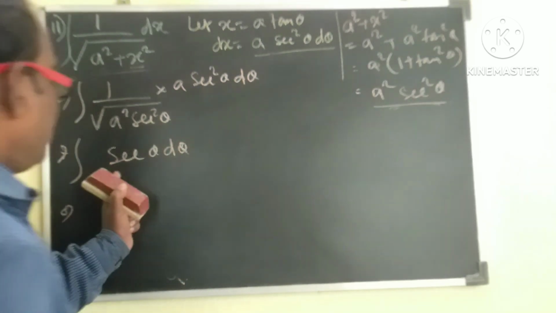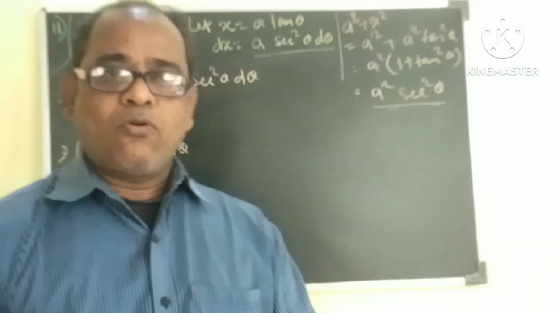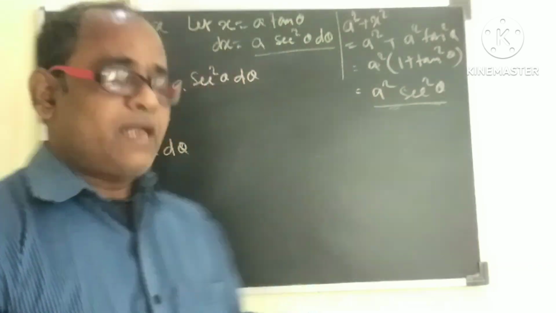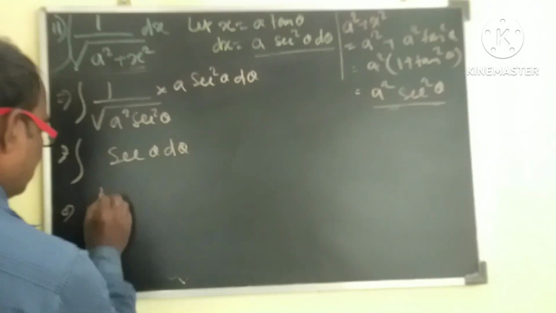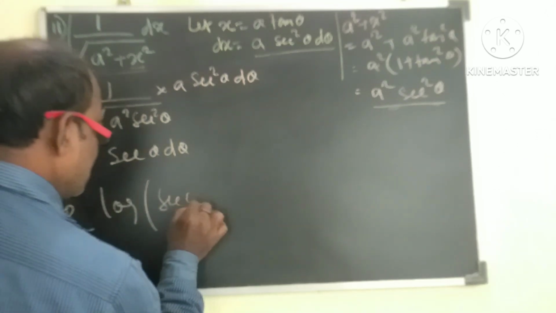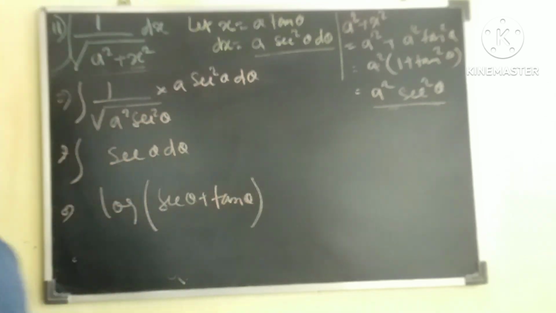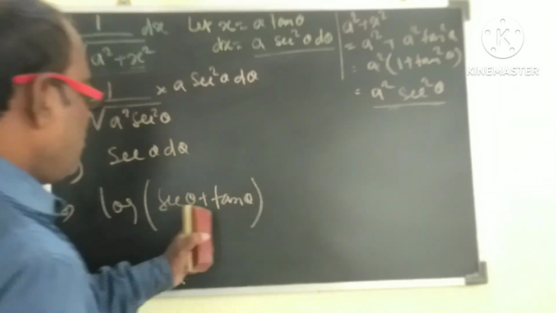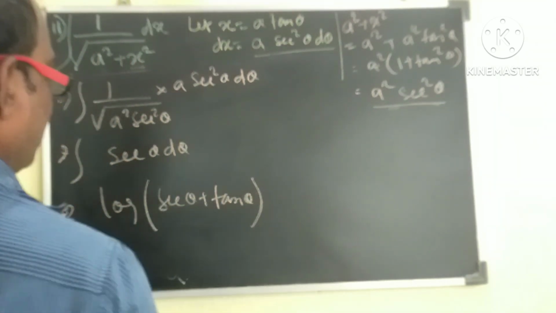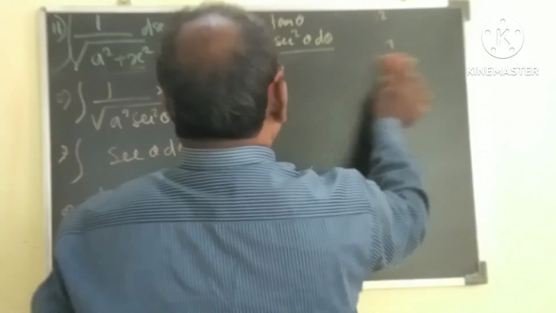My dear students, we have already done the integration of secant theta. The integration of secant theta is log of secant theta plus tan theta. So we can write here log of secant theta plus tan theta. Now we have to find the value of secant theta plus tan theta. So how can we find the values in terms of x and a?